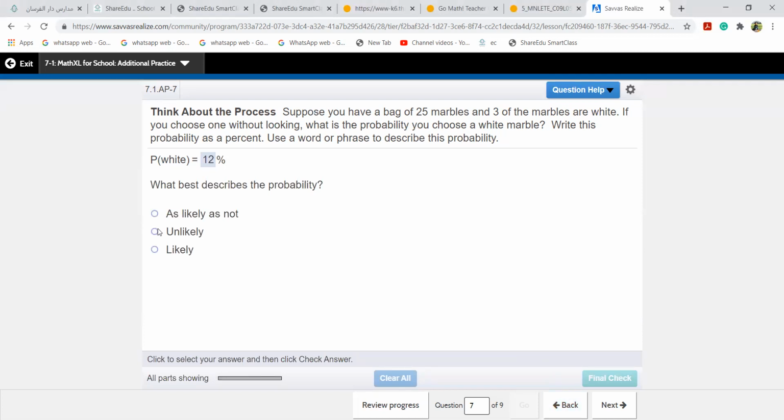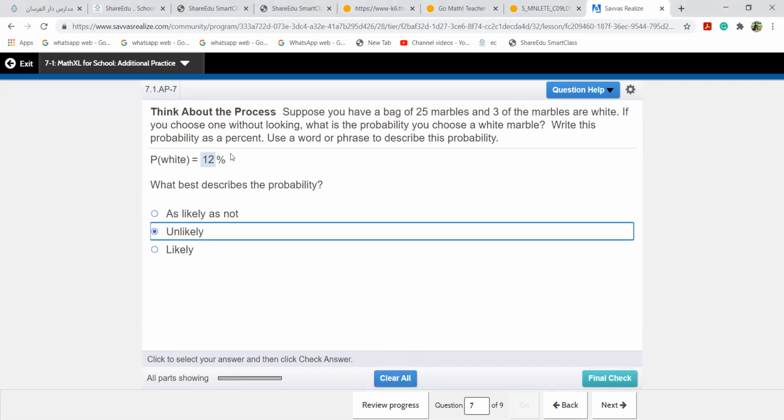Now Judy, or let me ask Masdulin. Masdulin, is it likely, unlikely, or as likely as not at 12%? Unlikely, because it is less than 50%. Dana, did you understand? Noor.